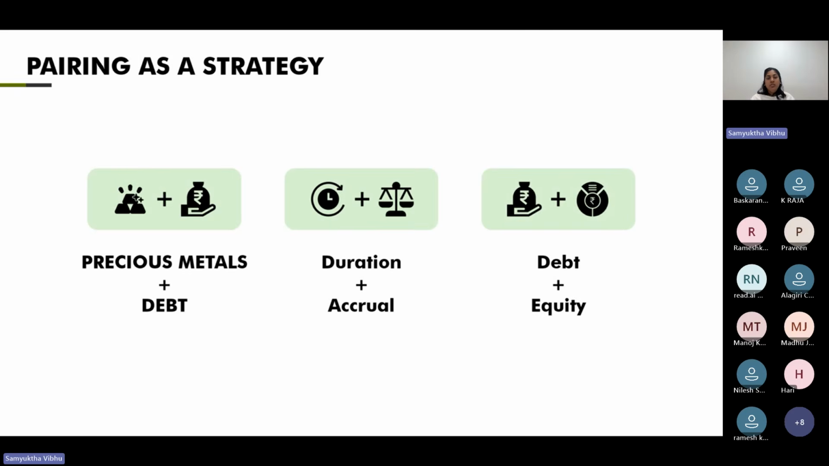So now, lastly, we will look at some investment strategies, and I think there are broadly three strategies that an investor can follow. One is to pair precious metals with debt. This would essentially give you a more defensive stance, and this is what we have done for investors in the last few years. We have helped them build these two layers.